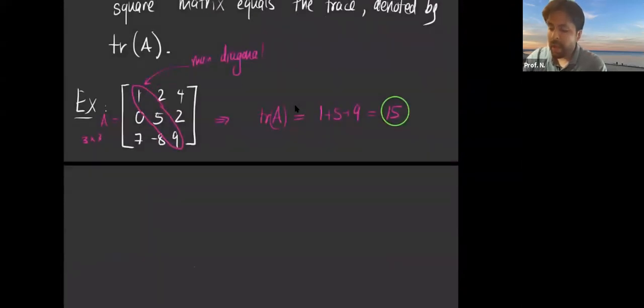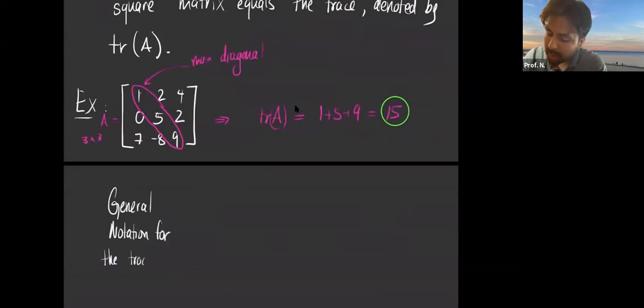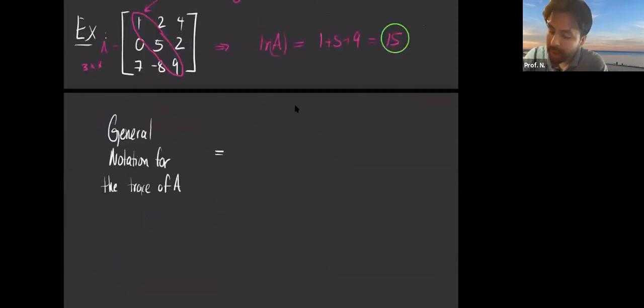So I'll make this a little bit more generalized. What's the general notation for the trace of A? So if I have A, and I should say this is an n by n matrix because it's a square matrix, right? Then what's going to be the trace of A? How would I write this in general notation?